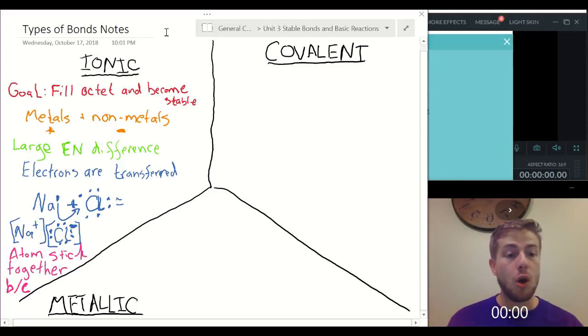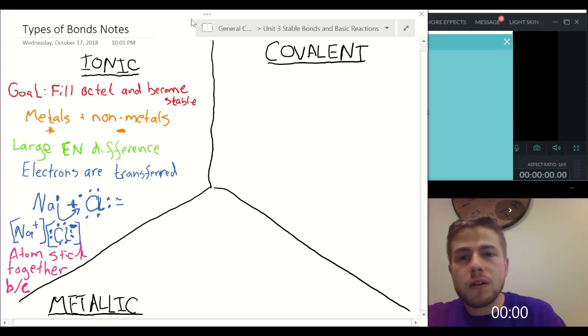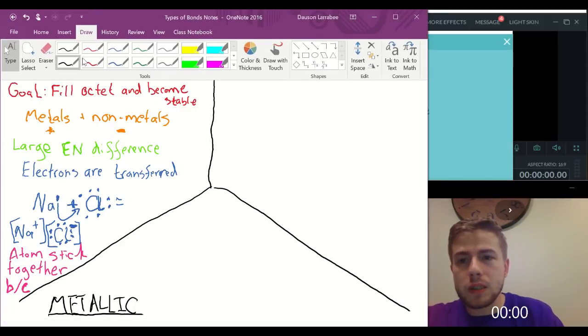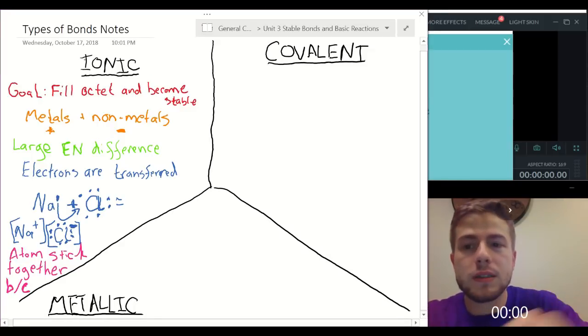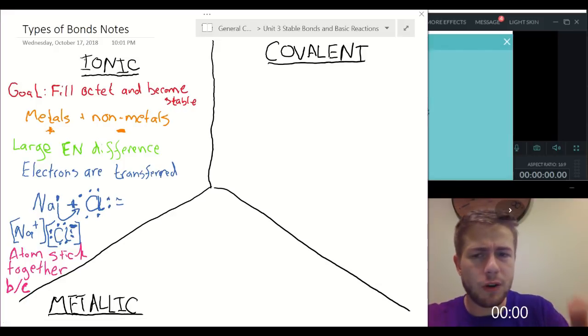Next, we're going to talk about covalent bonds. And something happens just a little bit differently. But what is the same about covalent bonds and ionic bonds is they have the same goal. The goal for ionic and covalent bonds is always to fill an octet and become stable. They just do it in a slightly different way.